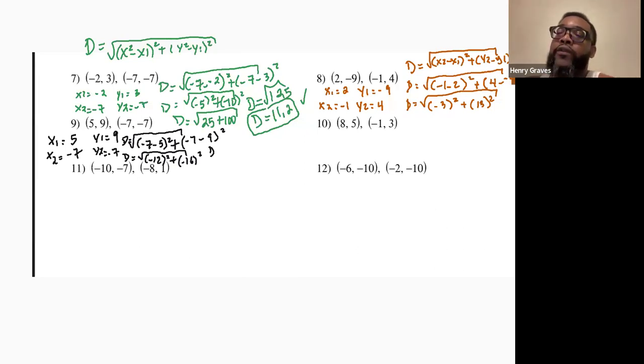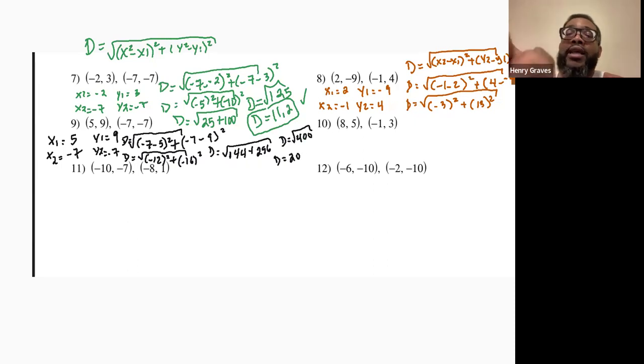Oh, that's 144. And I think 16 squared is 189. No, it's 256. Wow. 256. Okay, good. 256. So my distance is going to be the square root of 144 plus 256, which is 400. Oh, this is lovely. And I know the square root of 400 is 20. There we go.